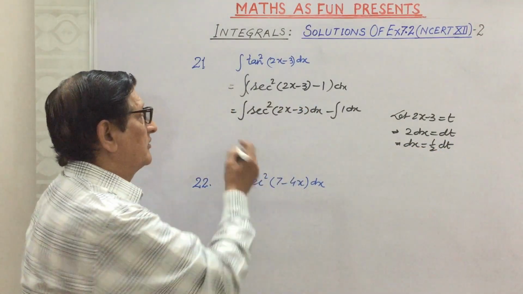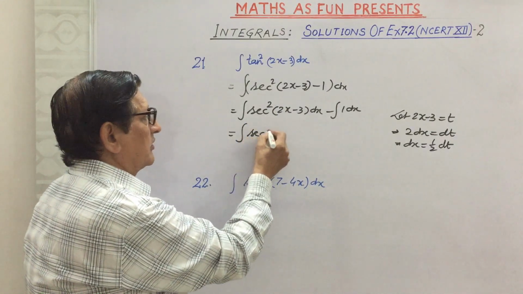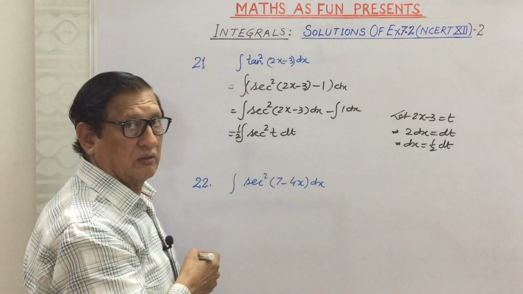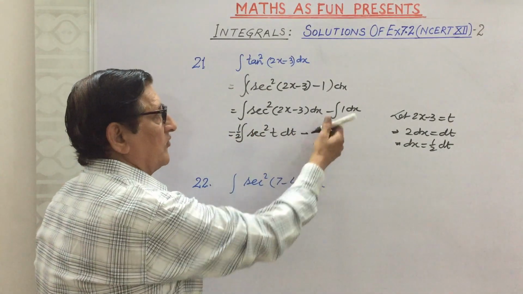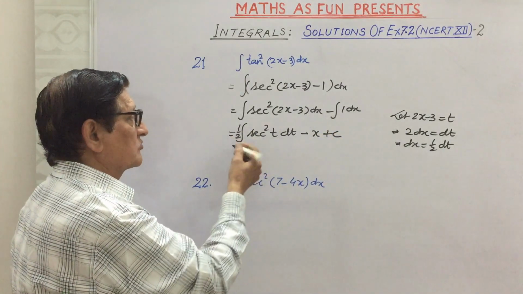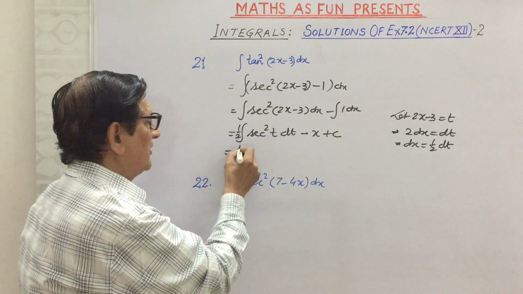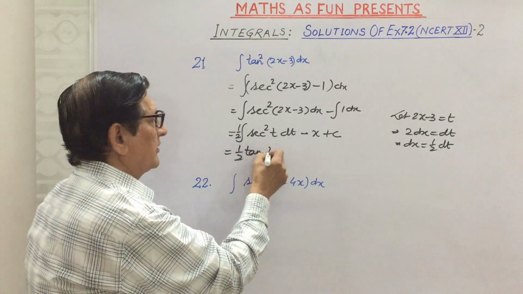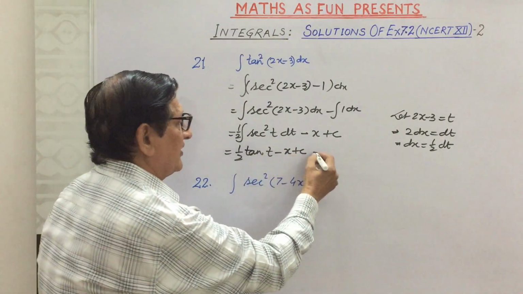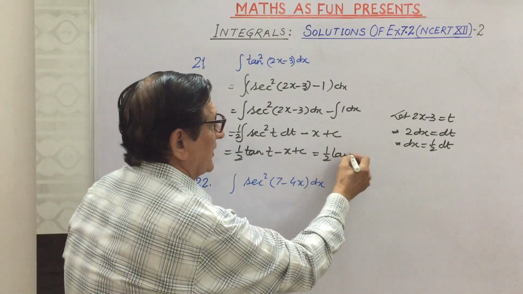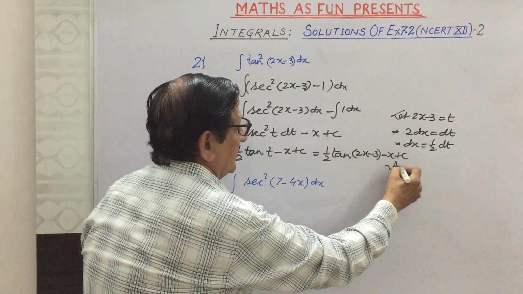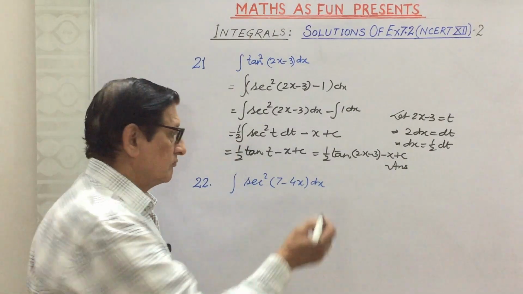So in the first part, we get sec square t dt into 1 by 2 minus integral of 1 here is x plus c. We know the integral of sec square t is tan t. So this will be 1 by 2 tan t minus x plus c. Substituting the value of t, we get 1 upon 2 tan 2x minus 3 minus x plus c. This is the answer to the problem.